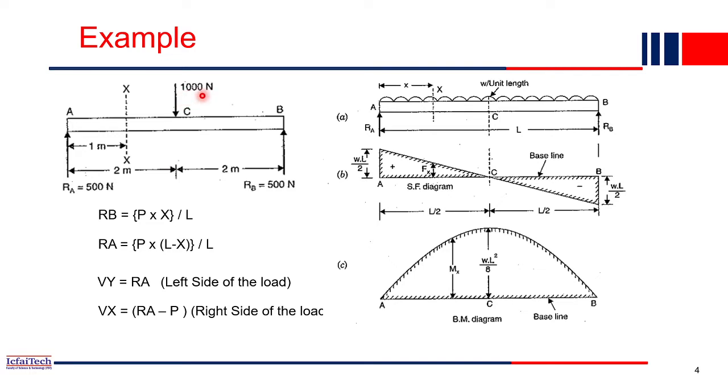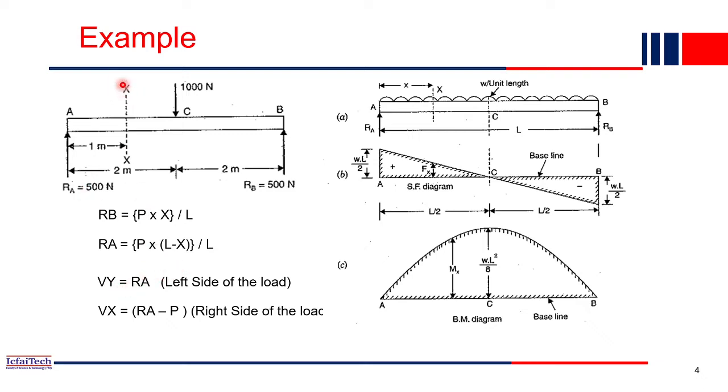So the total is 1000 Newton acting downward. Obviously, half of the load will come to support A and half will come to support B, because this load is acting at the middle point of the beam. So this is a 500 Newton reaction each, RA and RB. Once we know the reactions, we can simply find the shear force.